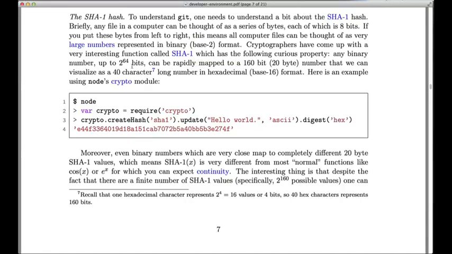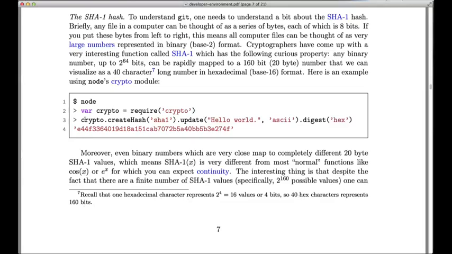Basically, any binary number up to 2 to the 64th bits, which is a really big number, can be rapidly mapped to a 160-bit number that we can visualize as a 40-character long number in hexadecimal, which is base 16 format. The numbers add up because one hex character is 2 to the 4th, or 16 values, or 4 bits, so 40 hex characters is 160 bits.